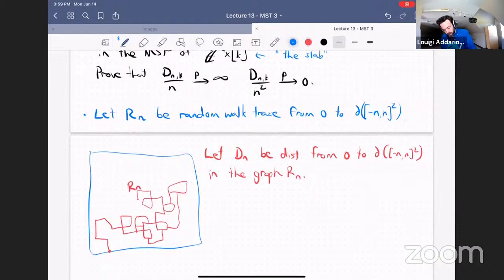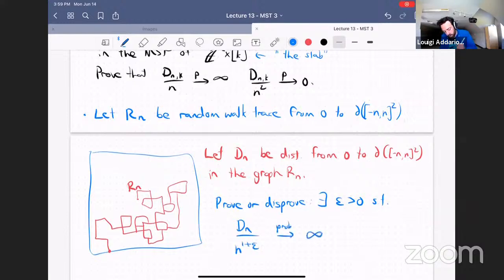So prove or disprove that there's some positive epsilon such that this dn is at least n to the 1 plus epsilon with high probability. So the question is, does a random walk build you a quite direct route to the boundary of the box, or does it force you to take some circuitous route to reach the boundary? Now in this picture, you don't have to follow the trajectory that the random walk took. You're allowed to take the most direct path that you want to get to the boundary.